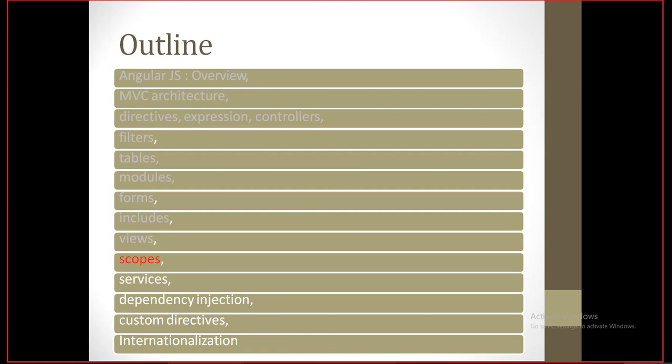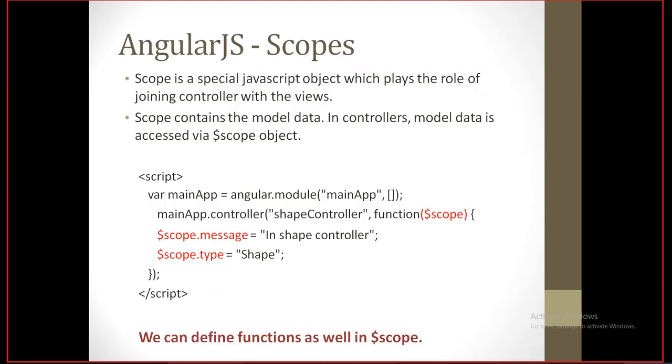Okay, let us move ahead to scope. So we have seen this scope JavaScript object earlier also when we saw controllers. Generally, we will use this scope object, JavaScript object, whenever we are mapping any controller with the views, like joining the controller with the views. We saw the example just now.